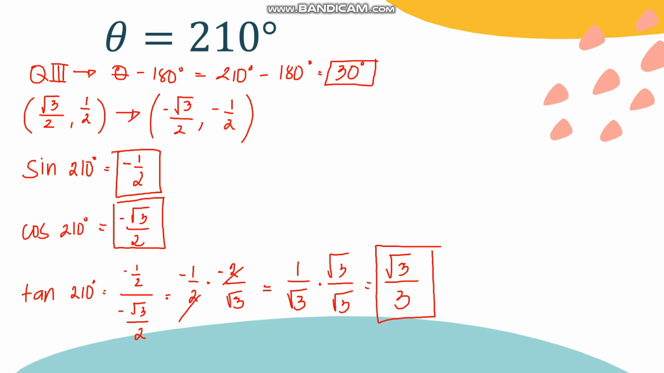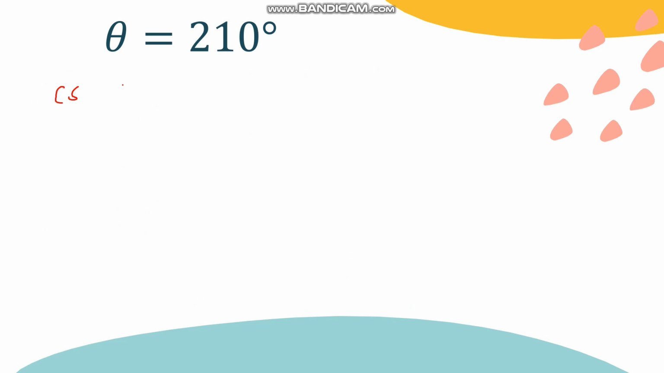Now for the other 3, for the cosecant, secant, and cotangent, all we have to do is just get the reciprocal of these first 3 functions. So for the cosecant of 210 degrees, this is just the reciprocal of the sine. Since our sine is negative 1/2, therefore the cosecant is negative 2. For the secant of 210 degrees, this is just the reciprocal of cosine, which is negative square root of 3 over 2. So therefore, it's negative 2 over square root of 3.